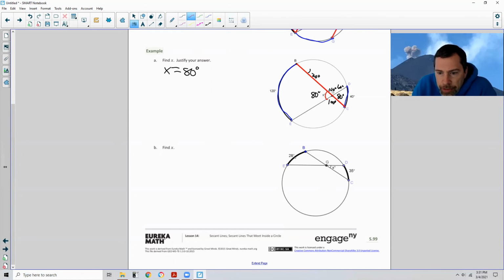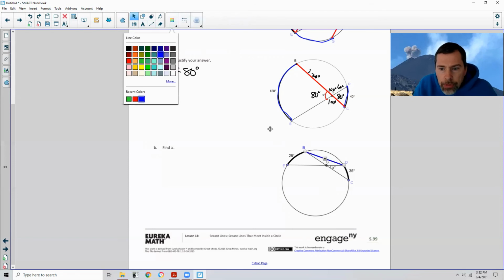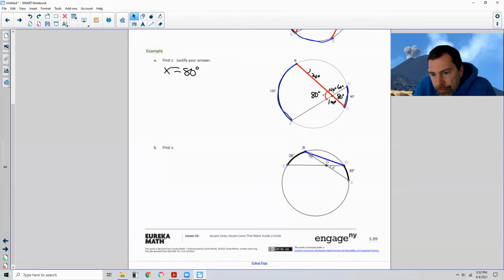35 degrees, 28 degrees is intercepted. Again, I forgot to draw my straight line here. If I draw a straight line from B to D, like so, and let's make it blue, all right, now I have a triangle right here.